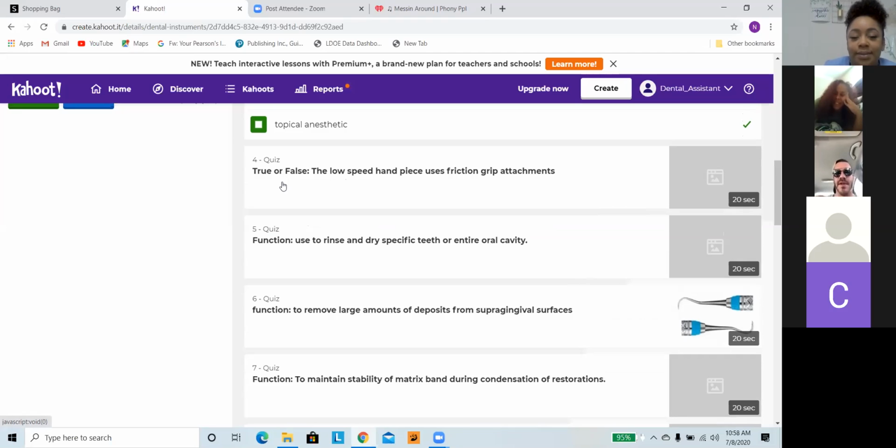All right, so true or false? Your low speed handpiece is used, let's see how I can put it. It says it does a friction grip. Is that true or false? Or do we even understand what that question is saying? Friction grip attachments. Is it like a free-handed handpiece, or do we have to connect it to something for it to work? It has to be connected for it to work. Okay, so that would be true.